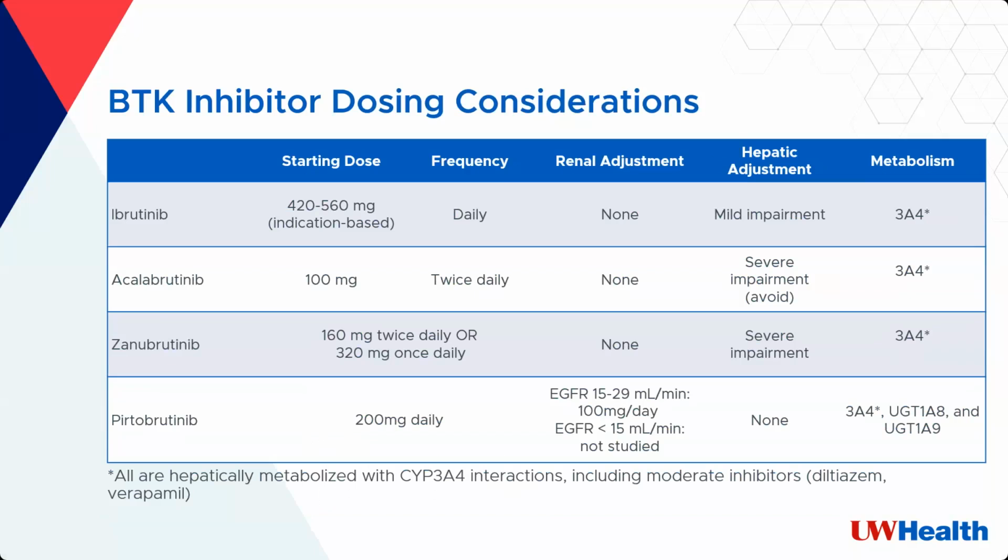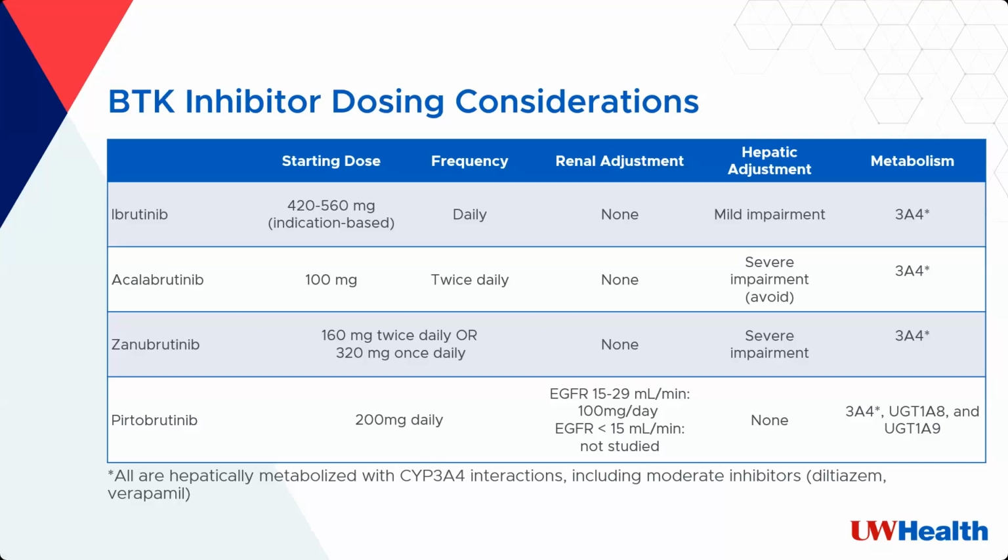This table here shows some different dosing considerations and when you may need to dose adjust. So ibrutinib, the dosing is based on indication, so just be aware of that. It's a once daily medication that needs to be adjusted for mild hepatic impairment. Acalabrutinib is our only medication that must be taken twice daily. You want to avoid it in severe hepatic impairment. Zanubrutinib can be dosed once or twice daily. You need to dose adjust it for severe hepatic impairment. And then pirtobrutinib is 200 milligrams once daily. It's the only one with renal dose adjustments and no hepatic dose adjustments.